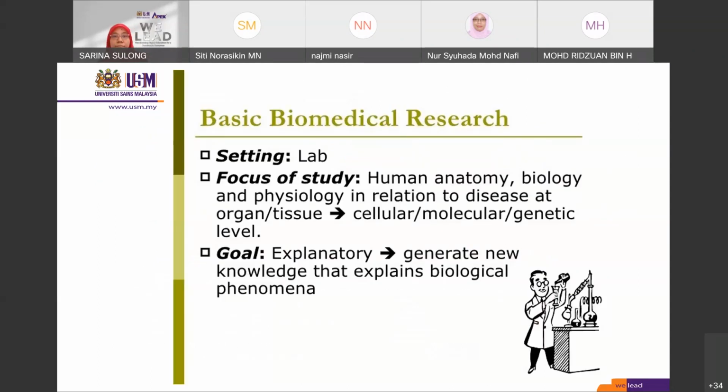In basic biomedical research, usually we do wet experiments in the laboratory. The focus of study may involve human anatomy, biology, and also physiology in relation to disease and organ tissues, and also focusing on the cellular, molecular or genetic levels. The research goal is to generate new knowledge that explains biological phenomena.